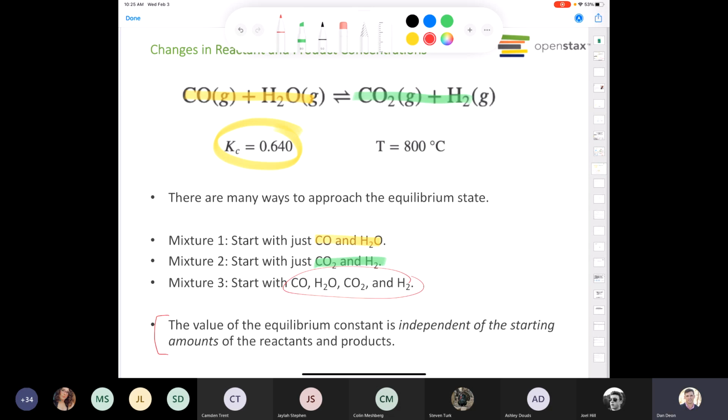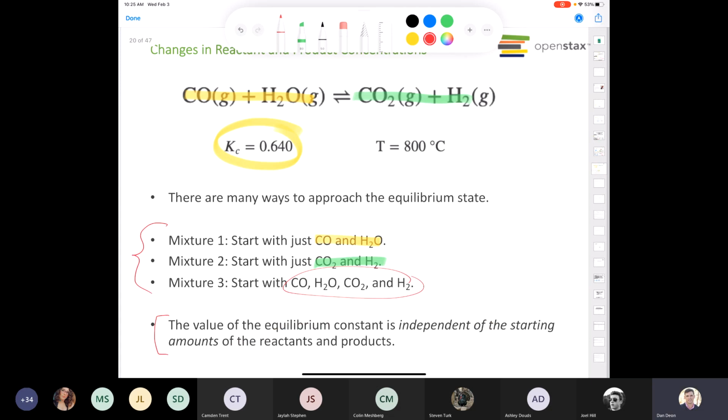They're going to do what they're supposed to do. They're not disobeying you just because it's you. They're going to adjust to reach equilibrium, to satisfy that equilibrium constant.